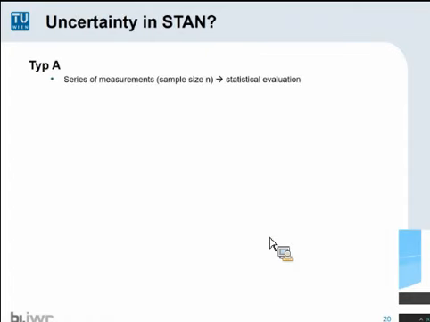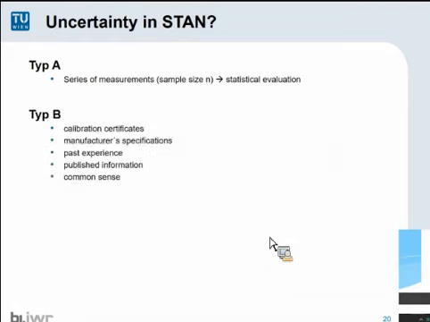Okay, how do you get the uncertainties that you have to use in STAN? The best case would be if you have a series of measurements that you can evaluate statistically, like I've shown you before. So you compute the mean value, the standard deviation, and then the standard uncertainty. But often you do not have a series of measurements, and then you have to try to figure out the uncertainty in other ways.